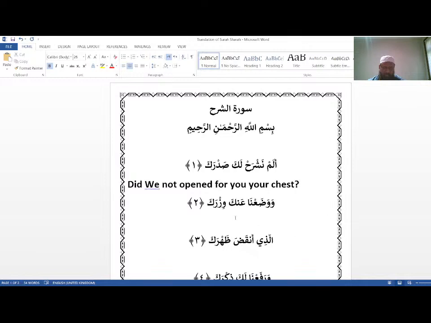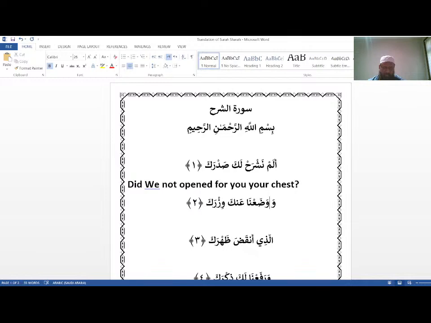Ayat number 2. وَوَضَعْنَا عَنْكَ وِزْرَكَ. So this wow at the beginning is, oops, I wanted to make a space. Normally, wow and the next word don't have a space. Wow and the next word are written together. I'm putting a space so we can understand.